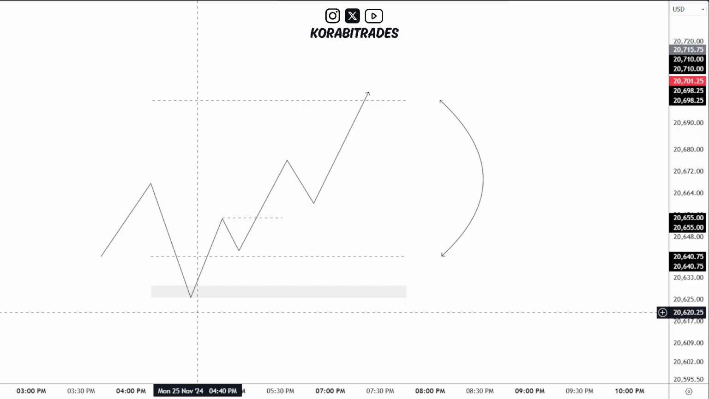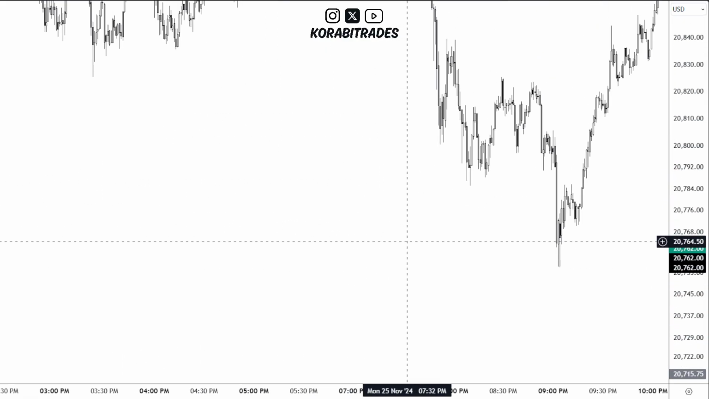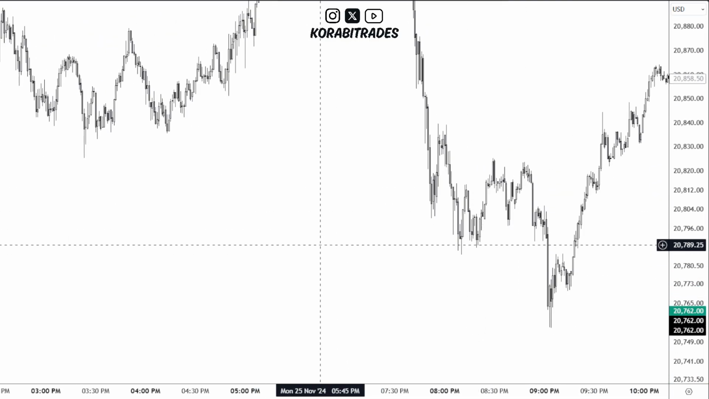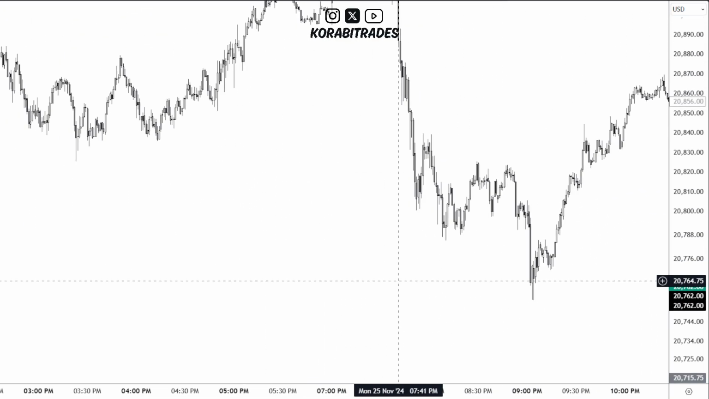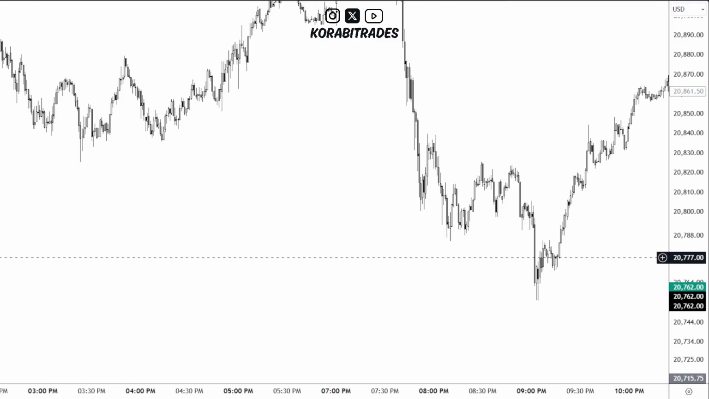Where do I look to enter? Now, let's go to the chart here and I'll show you an example. So as you guys can see, very clear price action, very good. I do have an external low.